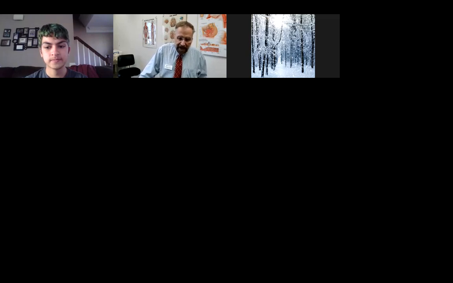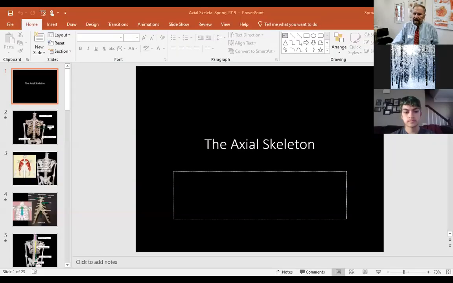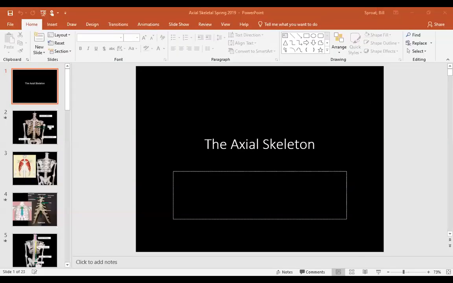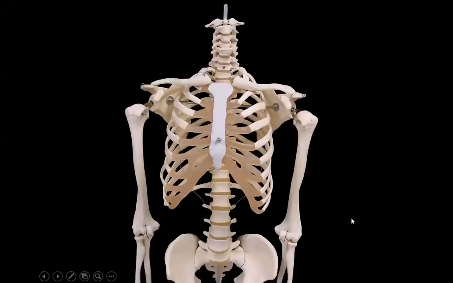So, okay, let's go into the axial skeleton. The axial skeleton is everything in our skeleton that runs in a vertical axis. So it does not include the arms and legs or the hands and feet or fingers and toes. It does not include the skull.